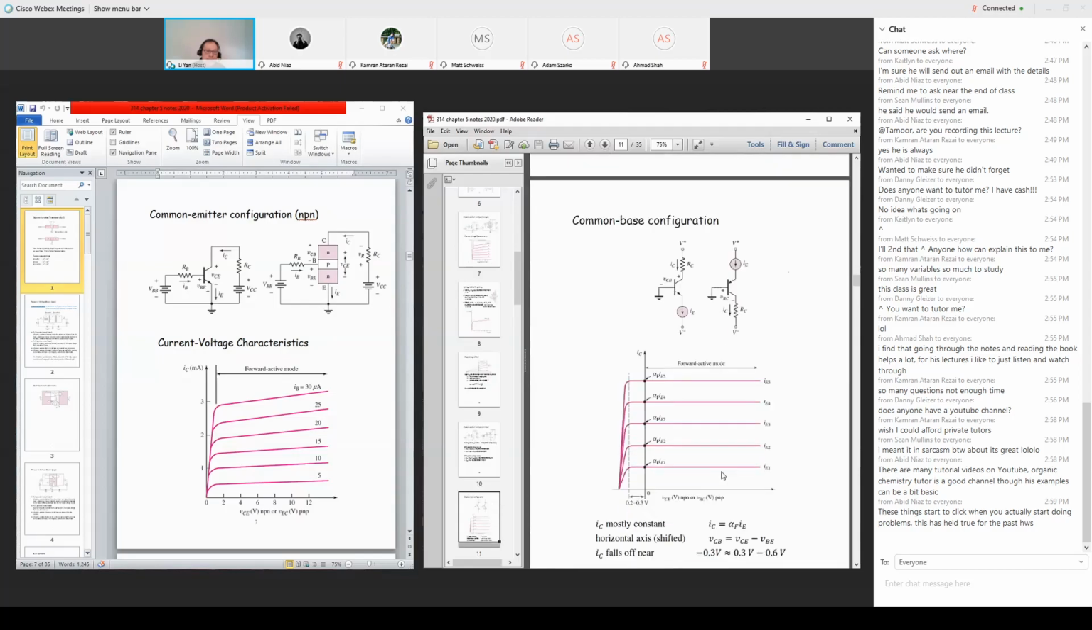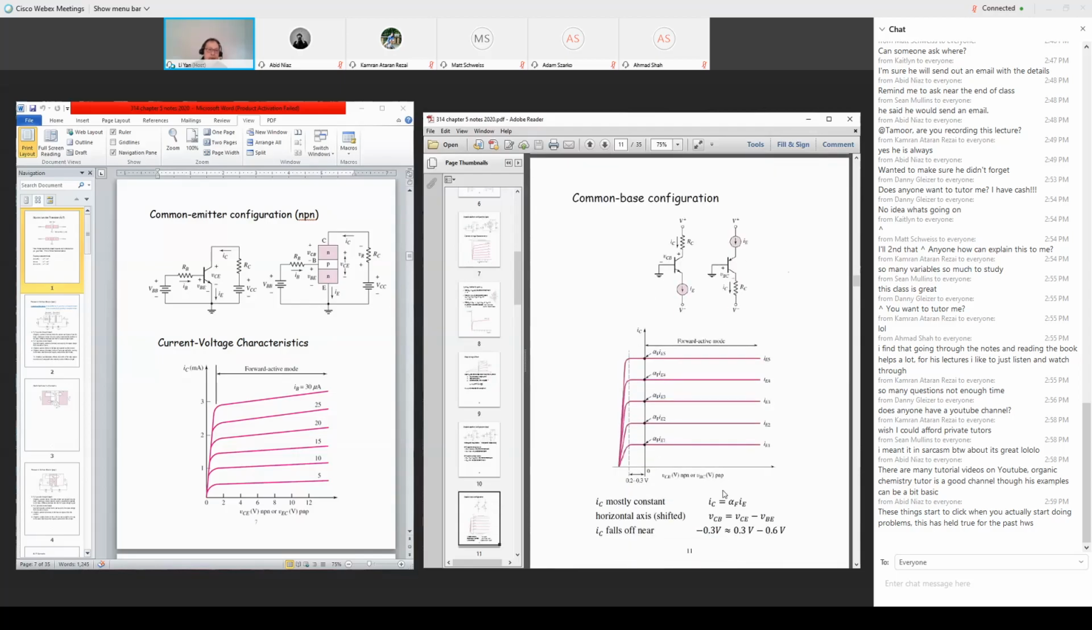And this is another configuration. We use an NPN or PNP transistor, but in this configuration, there's a current source involved. That configuration we call the common base configuration, here with a current source. And this is a family of lines of current IC versus voltage.